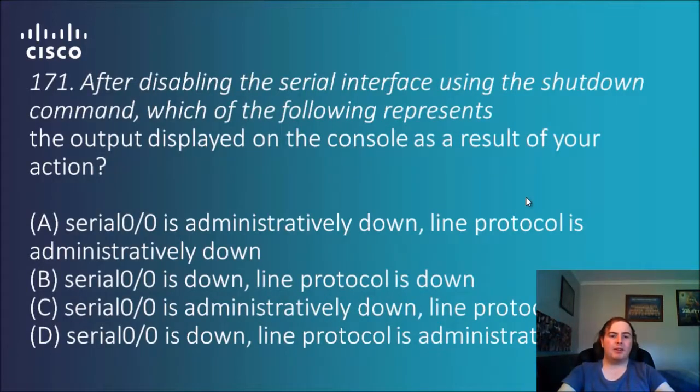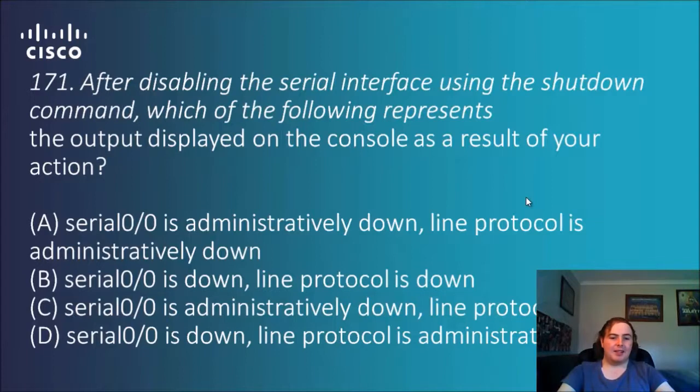Question 171, after disabling the serial interface using the shutdown command, which of the following represents the output displayed on the console as a result of your action? So we've got serial is administratively down, line protocol is administratively down; serial is down, line protocol is down; administratively down, line protocol is down; serial down, line protocol is administratively down. Try to say administratively three times fast. It's very tough. I'm struggling to even say the word.